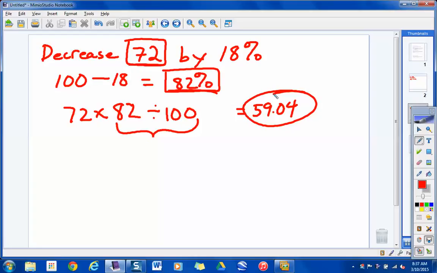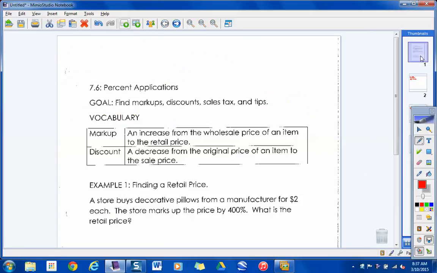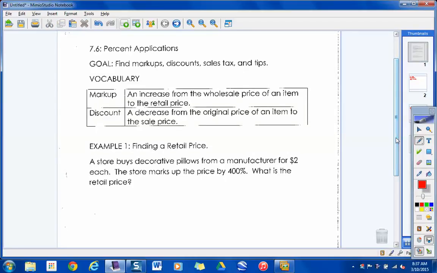So in your notes, let's take a look here. 7.6 is completely about percent applications. And our goal right here is to find markups. What's a markup, guys? It raises the price. It's not a tall guy named Mark, is it? No. Okay. What did you say again, Mason? It raises the price. What do I have right here in my vocab, guys? Markup. Markup is an increase from wholesale.